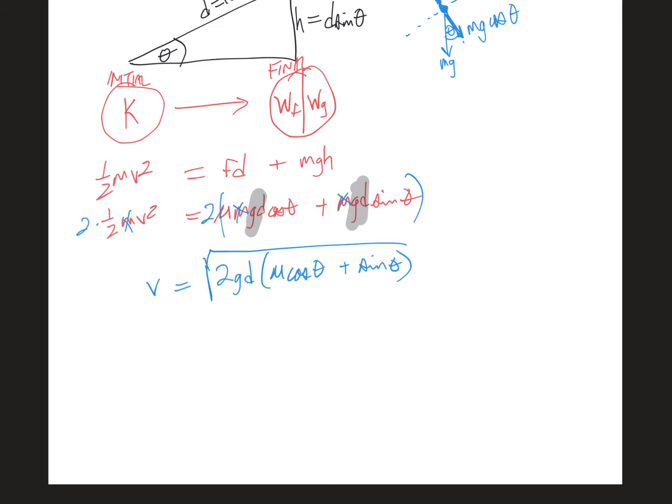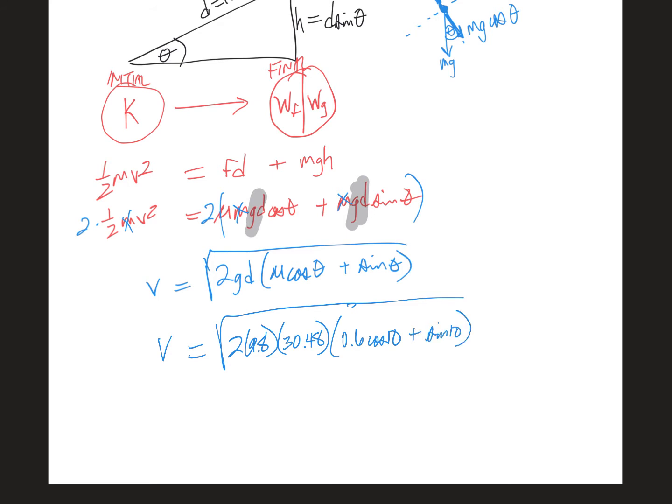I'm being a little loose there. Let's see, 2 times 9.8 times, well, if you use 9.8, you have to convert the 100 feet. That would be 30.5 meters roughly, times 0.6 cosine 10 plus sine 10. And so V would be about 21.4 meters per second, which is 47.8 miles per hour.